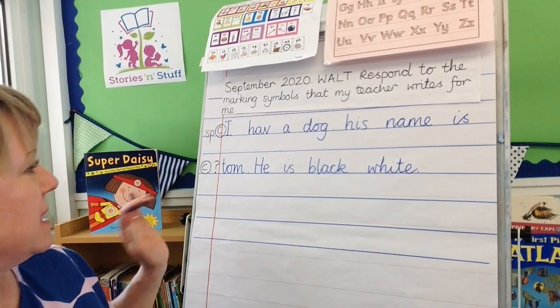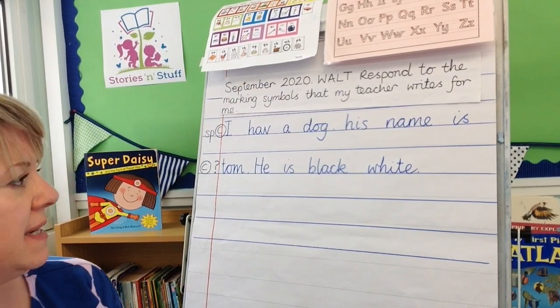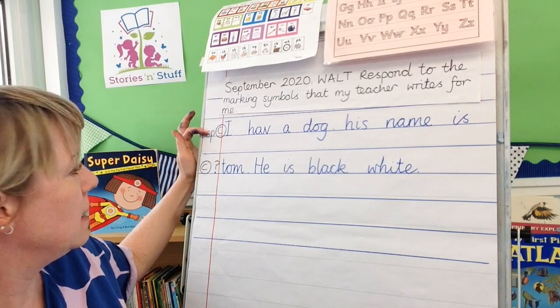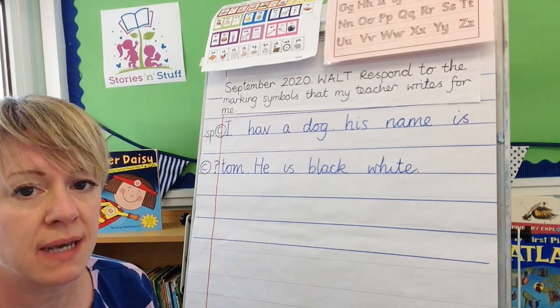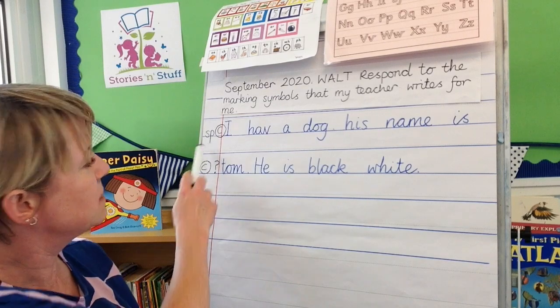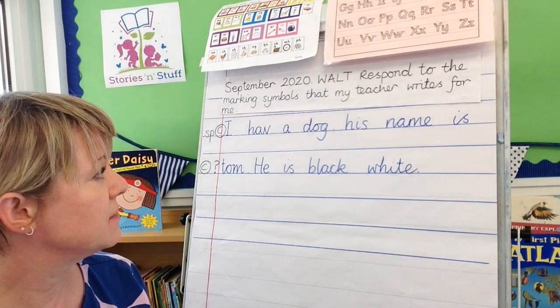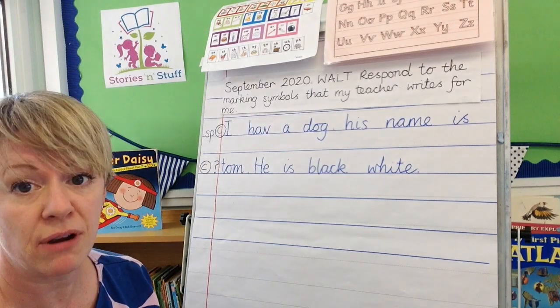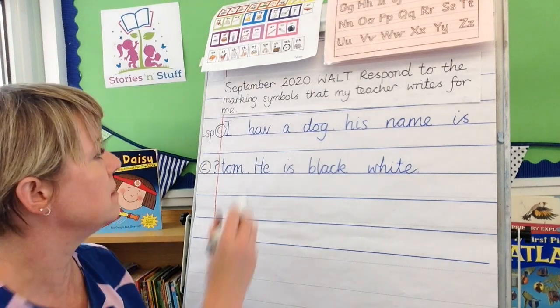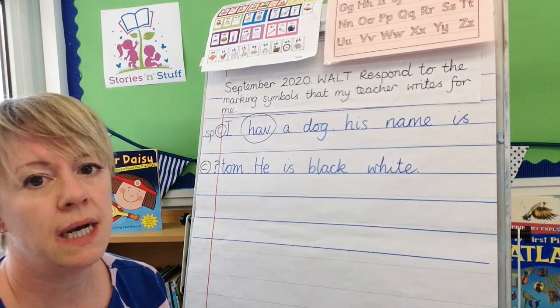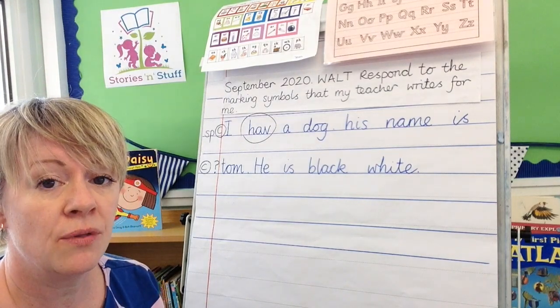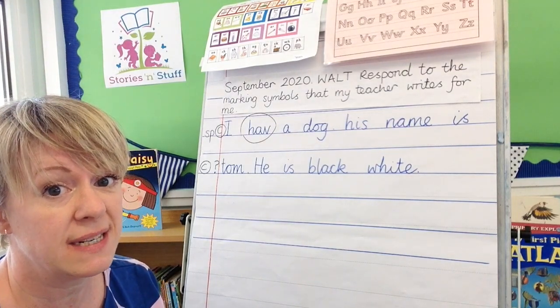So this is a piece of writing: I have a dog, his name is Tom, he is black, white. In the margin, I've used some of those marking symbols. So the children learn that SP is what I put in my margin when I want them to check their spelling. Now to start with, early on in the year I could circle the one that's misspelled, so in this case I could circle that. But as the year goes on, I really want them to start looking for that error and correcting it themselves.